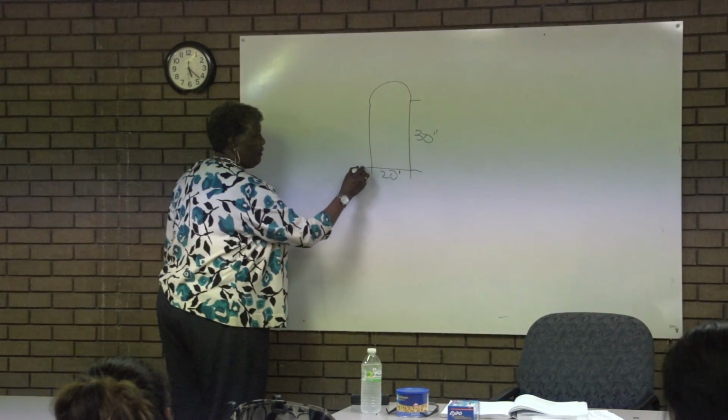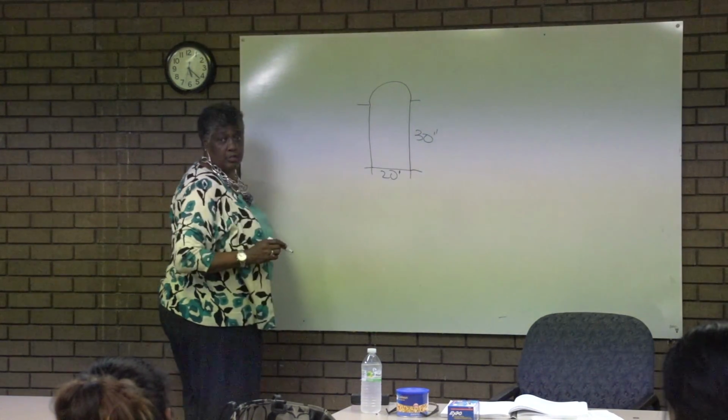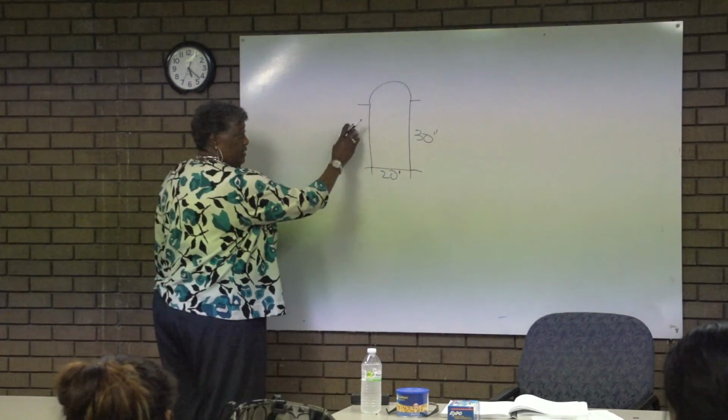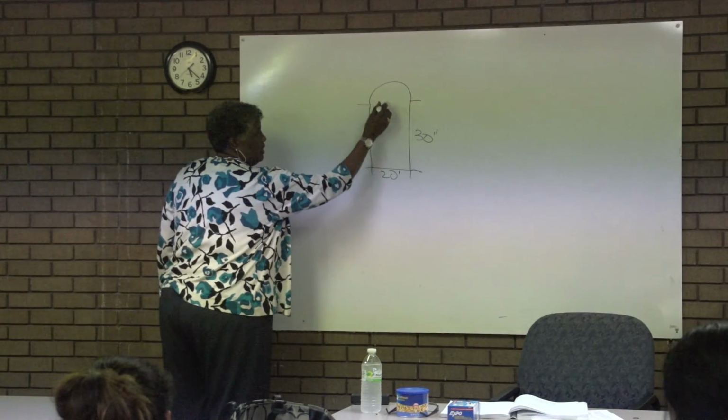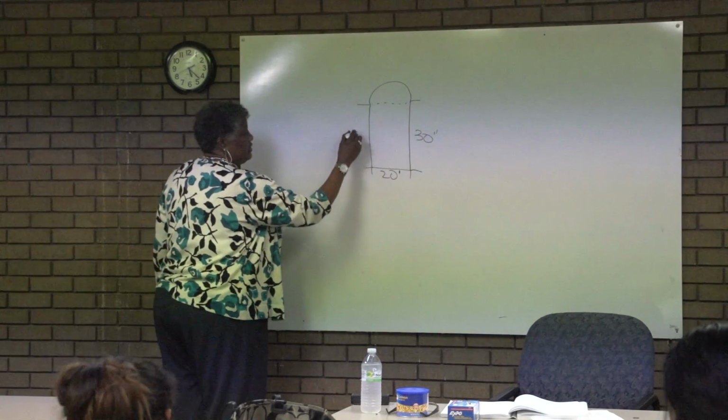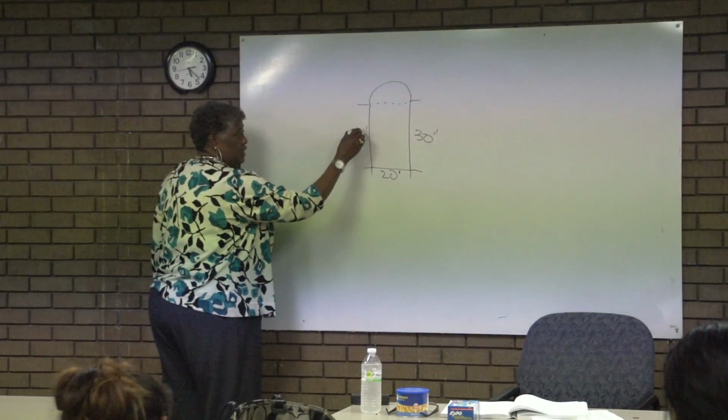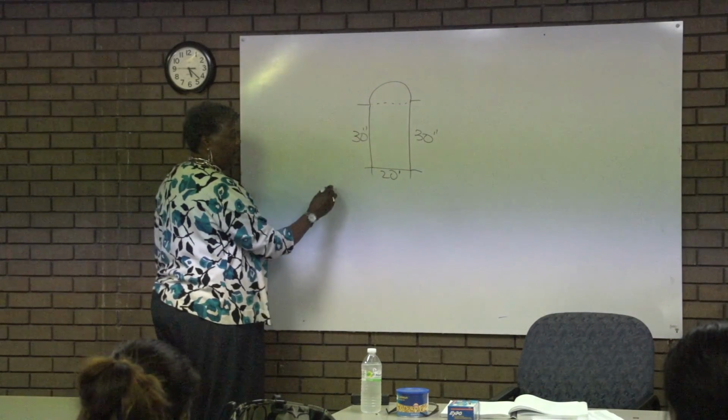It's another 30 here, right? Because they told you it's a rectangle, so we know that this and this are the same, and this would be the same, right? So that's 30. Okay, so we know so far, like you said, we have 80 inches, right?